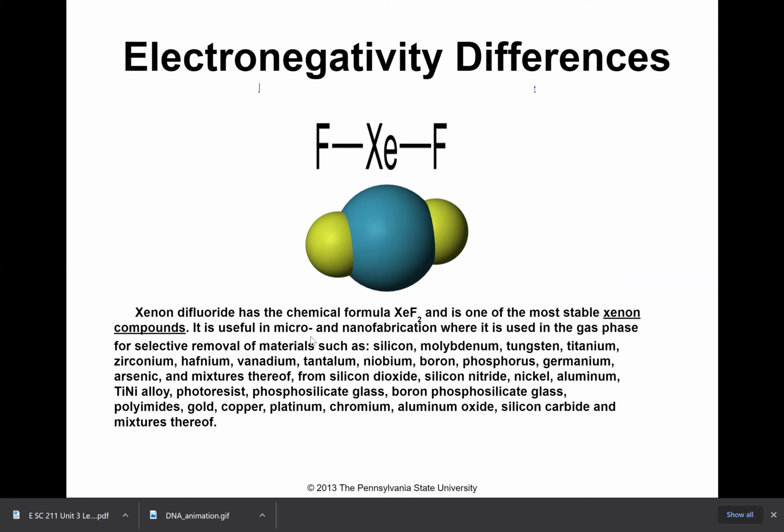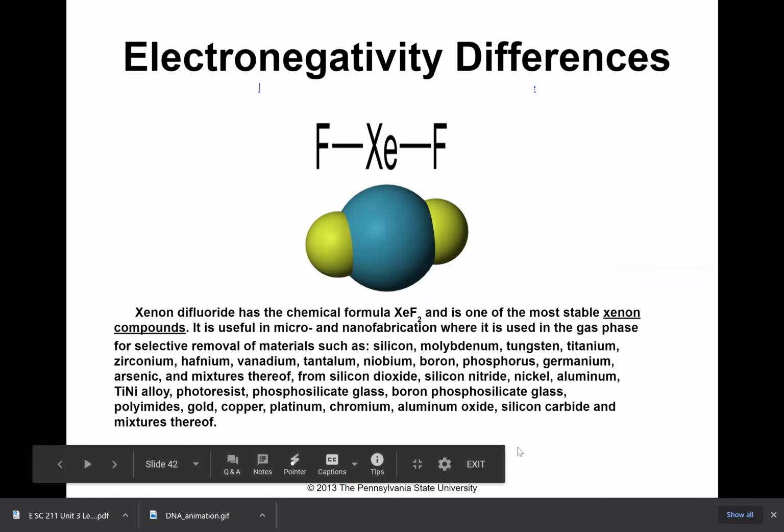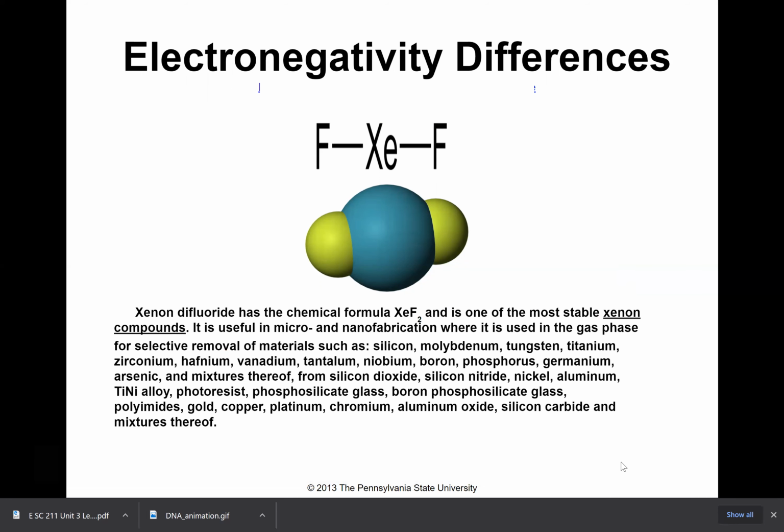It is useful in micro and nano fabrication, where it is used in the gas phase for selective removal of materials such as silicon, molybdenum, tungsten, titanium, zirconium, hafnium, vanadium, tantalum, niobium, boron, phosphorus, germanium, arsenic, and mixtures thereof, from silicon dioxide, silicon nitride, nickel, aluminum, titanium, nickel alloy, photoresist, phosphosilicate glass, boron phosphosilicate glass, polyimides, gold, copper, platinum, chromium, aluminum oxide, silicon carbide, and mixtures thereof. So just a bunch of things.